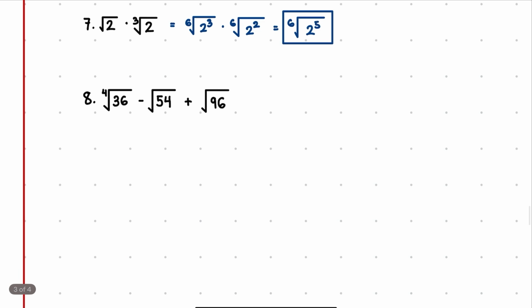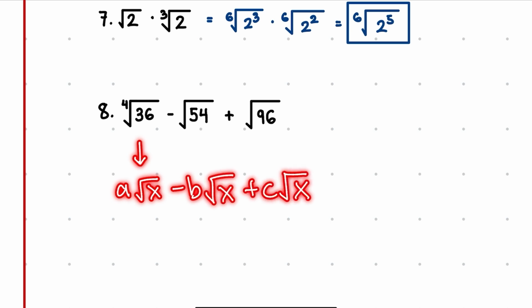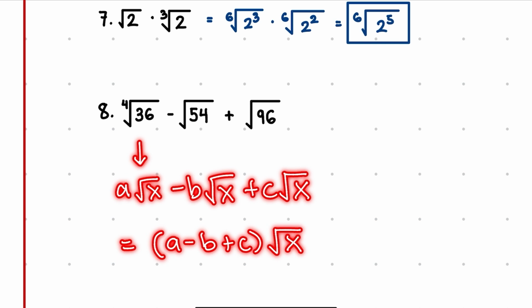Okay, next we are adding and subtracting radicals. The key in adding and subtracting radicals is to hope that they will have the same radicals left. And by that I mean, if we view this as, let's say, a square root of x minus b square root of x plus c square root of x, then just like how we deal with variables, this will just be a minus b plus c times the square root of x. Basically, if we have the same radicals left, we can just treat it like a variable and just combine the coefficients.